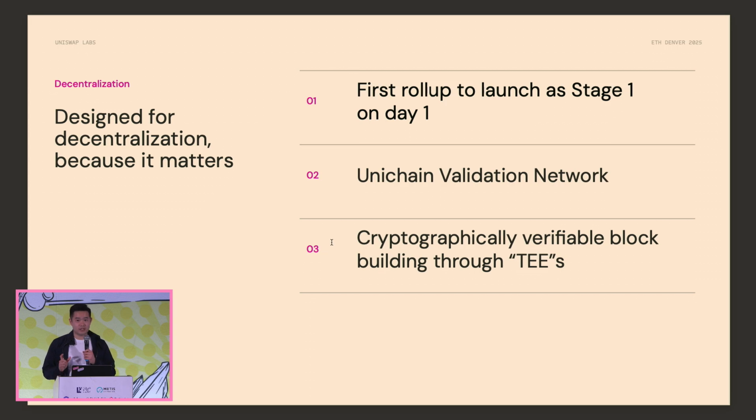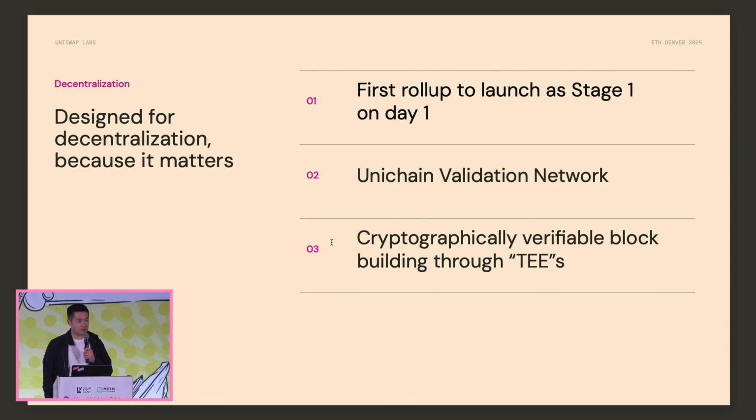Second, the Unichain validation network. We wanted users to be able to verify what was happening and attest to that for the service to serve other people in the community. We didn't want to tell users and apps, just trust us, just trust the single sequencer. We want to make it possible, and we will make it possible, for everyone to participate, verify what's happening on Unichain, double check what's happening on Unichain, and tell everyone else about it.